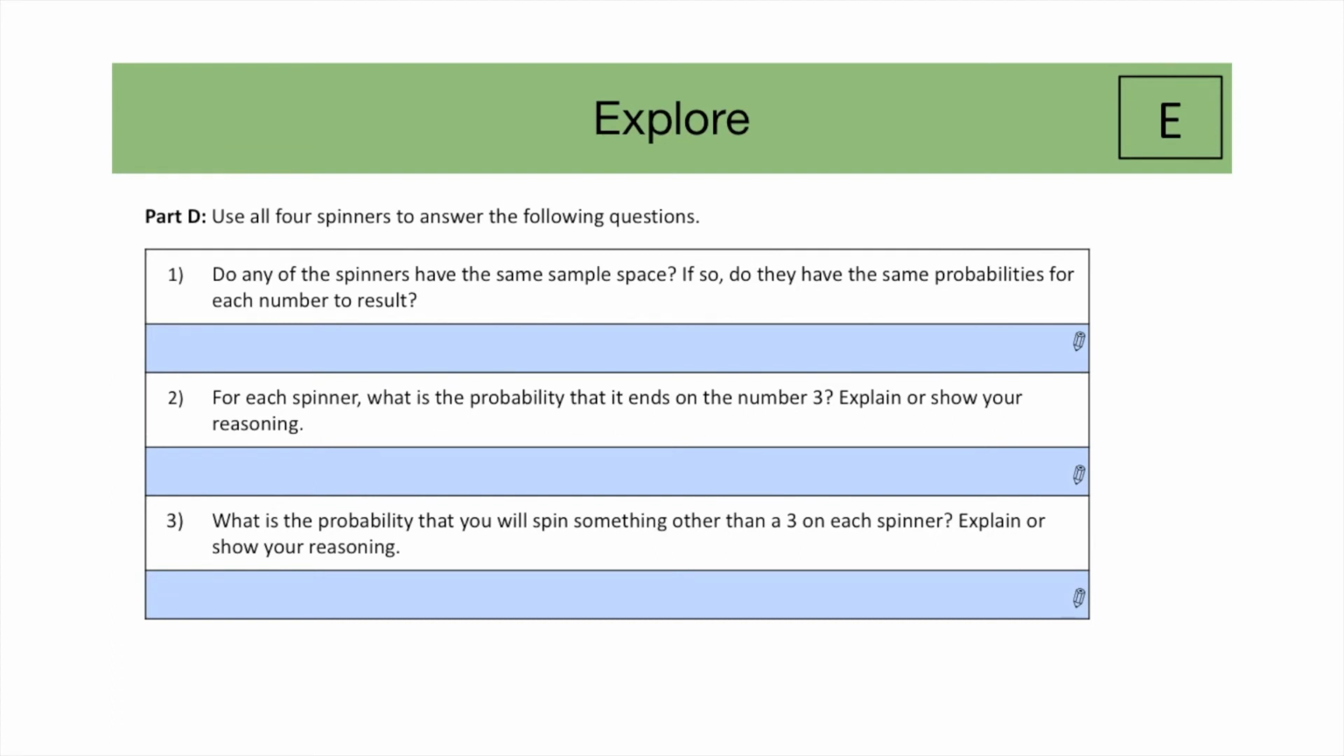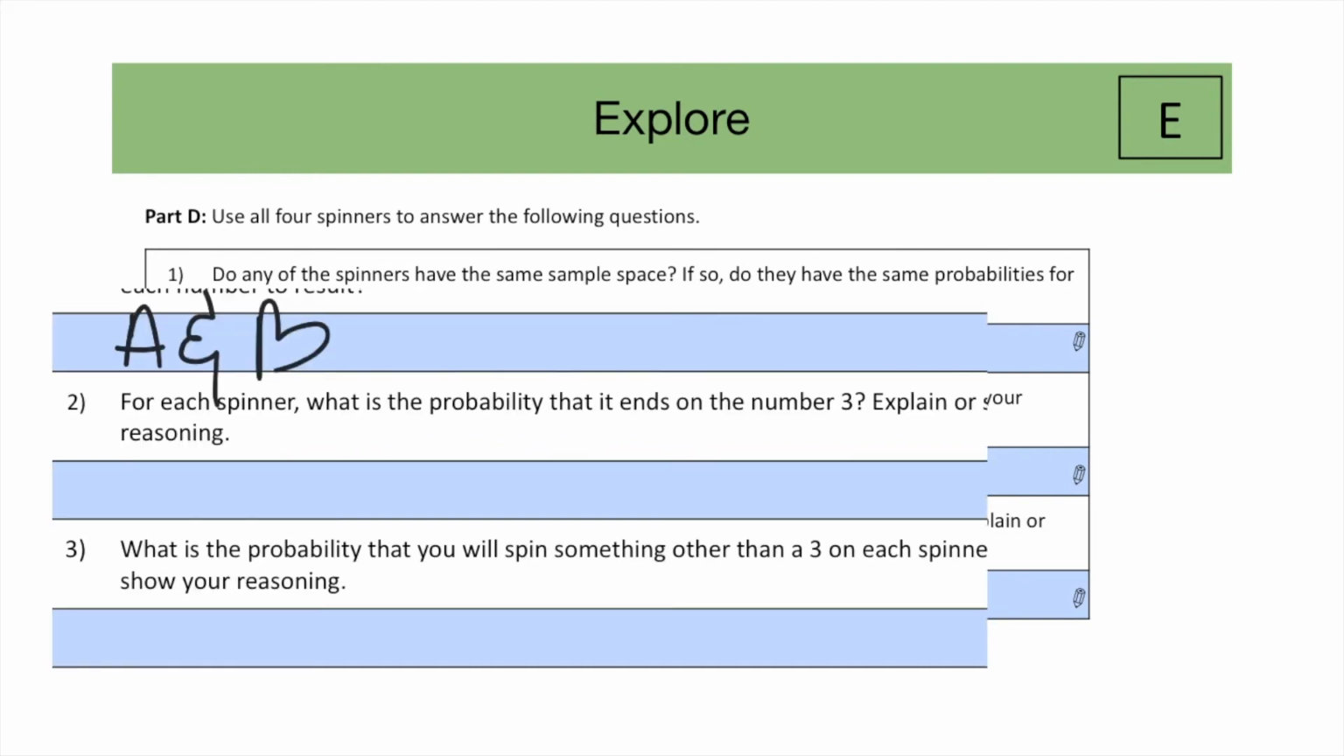So yes, spinners A and B have the same sample space. They do not have the same probabilities for the numbers though. For example, spinner A has 2 3s out of 12 equal spaces, so the probability of spinning a 3 is 2/12. Spinner B only has 1 3 out of 12 spaces, so the probability of spinning a 3 is 1/12.